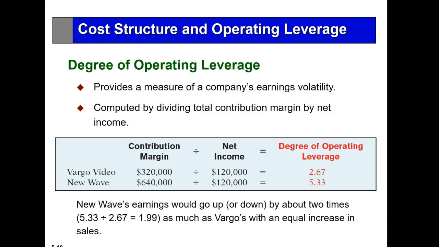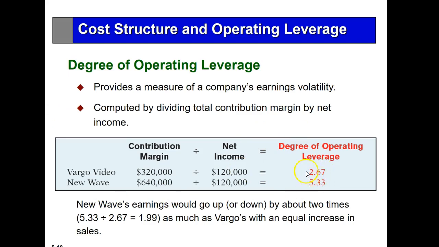Well, this provides a measure of a company's volatility, computed by dividing the contribution margin by the net income. And here you see that the degree of operating leverage for Vargo is 2.67, but for New Wave it's almost double that. It's 5.33. New Wave earnings can go up or down by twice as much given the same level of sales. That's what the degree of operating leverage is.